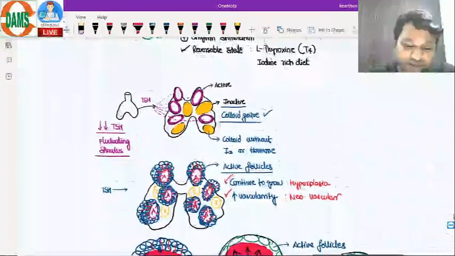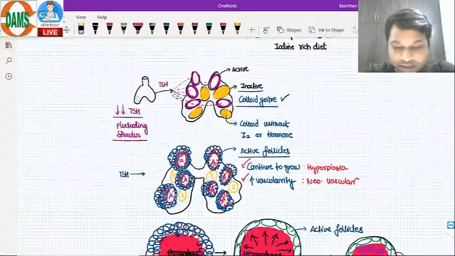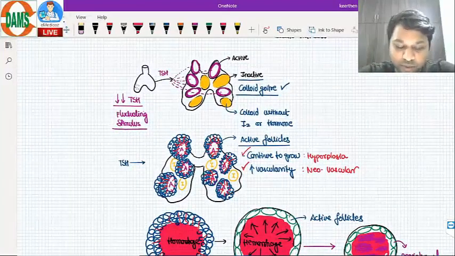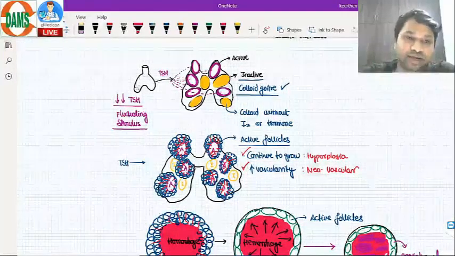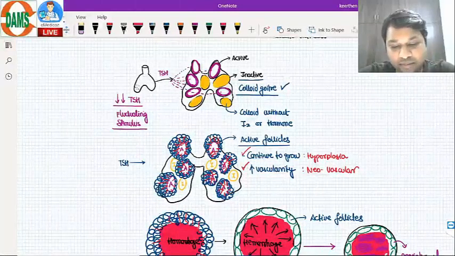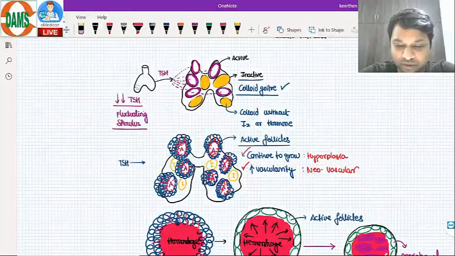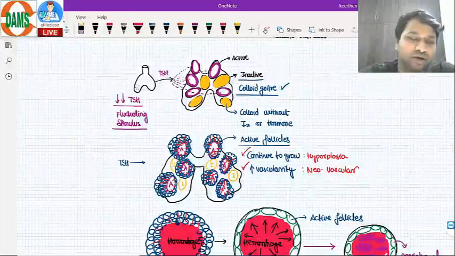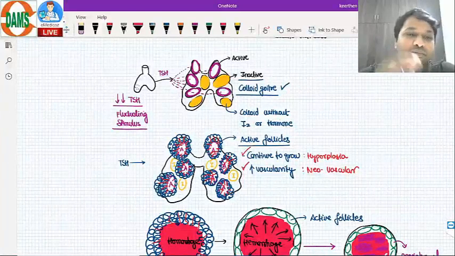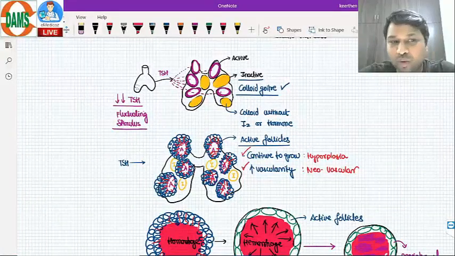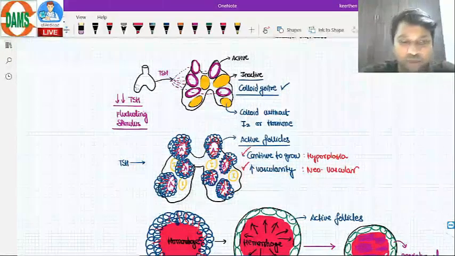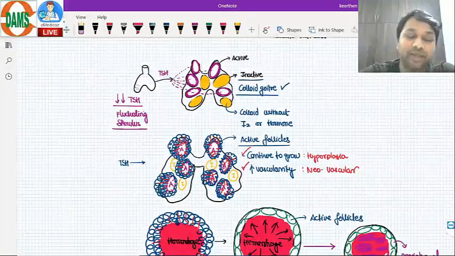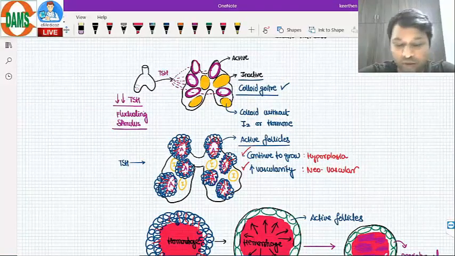Now, if the patient continues to ignore, there will be a fluctuating stimulus. I explained how there is going to be a fluctuating stimulus. Due to the fluctuating stimulus, you will have areas of active nodules and inactive nodules, I can say the passive nodules. Now, the inactive nodules will start secreting colloid, because already the follicles secrete colloid, but this time the special thing is there will be no iodine and there will be no hormone. So hence it is called the colloid filled nodule. As the colloid filled nodule increases in size, it will result in a colloid goiter.